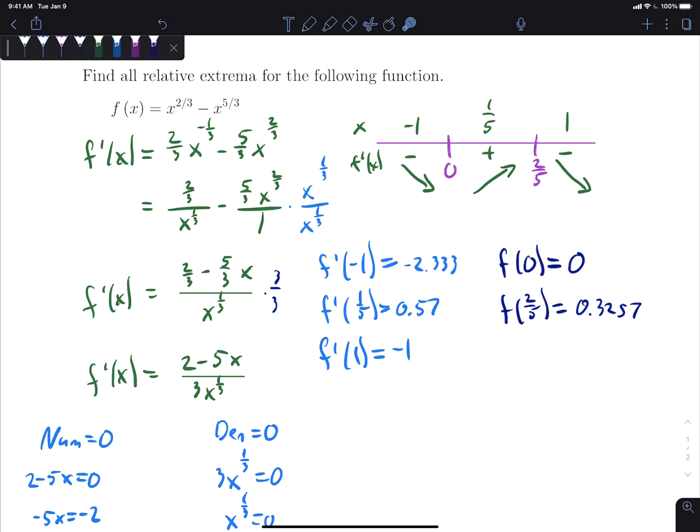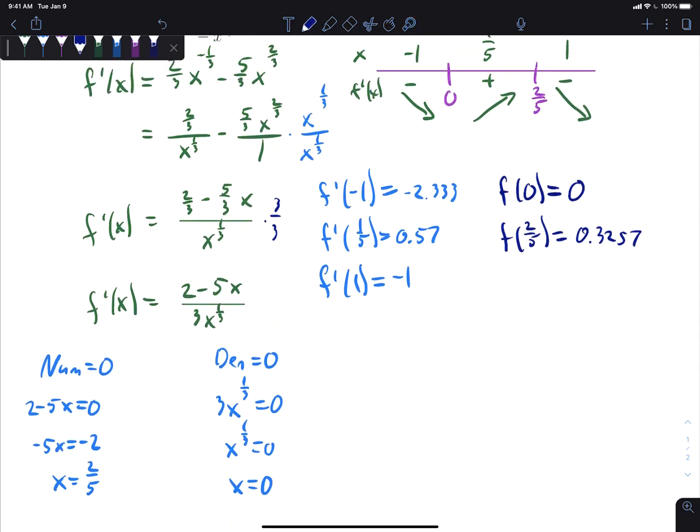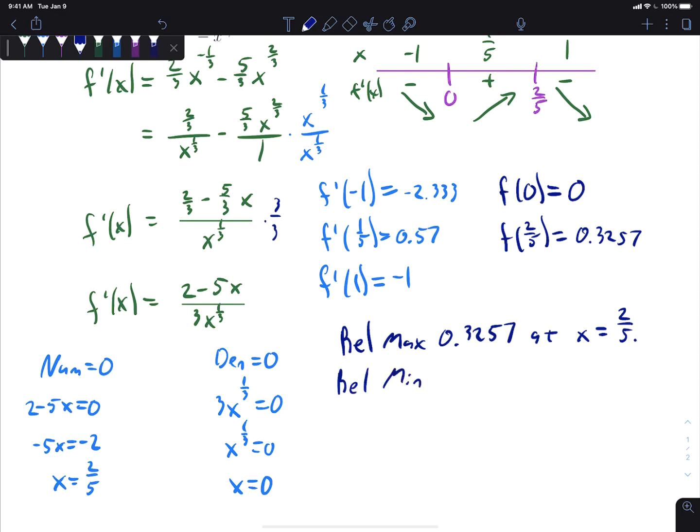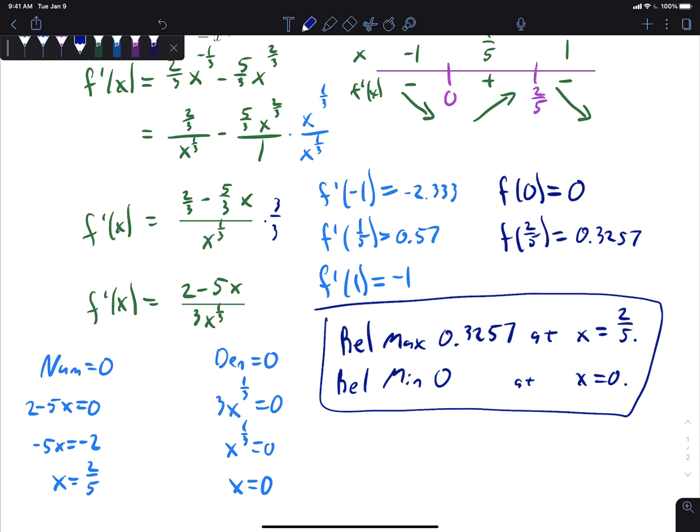Good. Now notice that we have a relative minimum here because it's going down and then back up. And we have a relative maximum here because it's going up and then down. So the relative maximum value is 0.3257, and it occurs at x equals 2/5. And there is a relative minimum of 0 at x equals 0. Good deal.